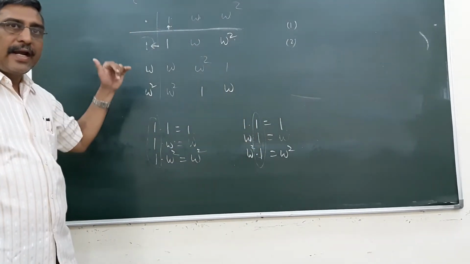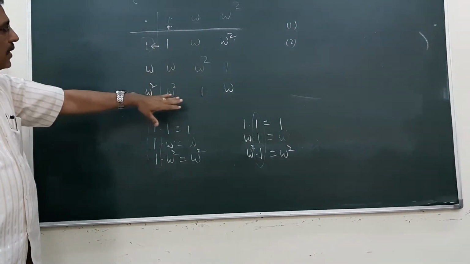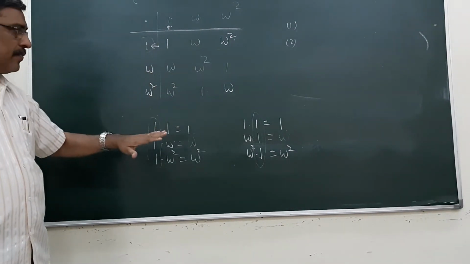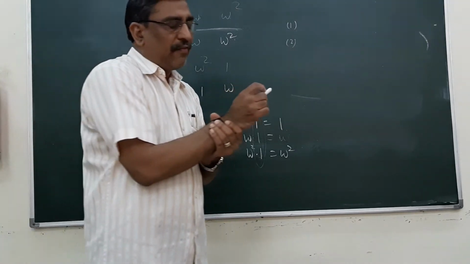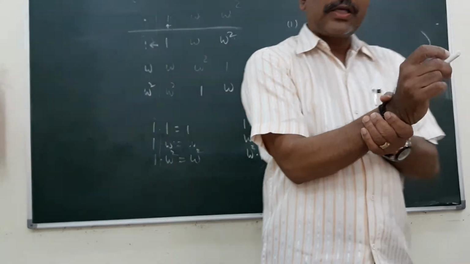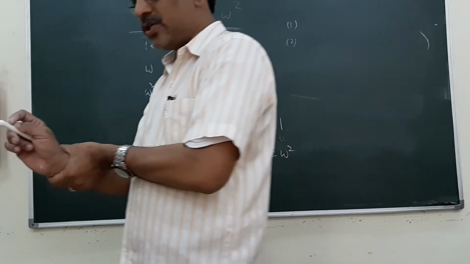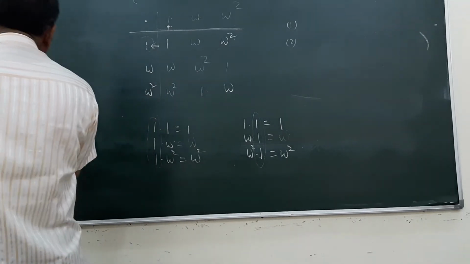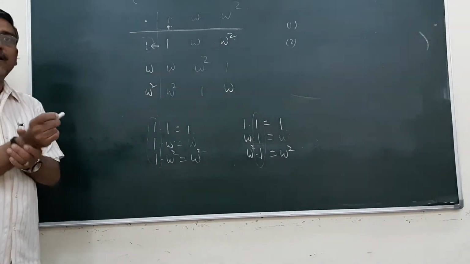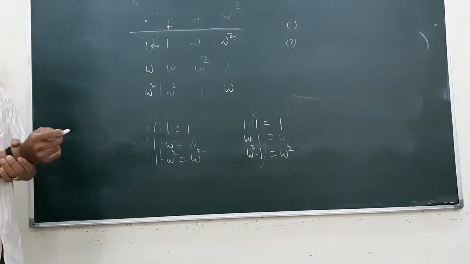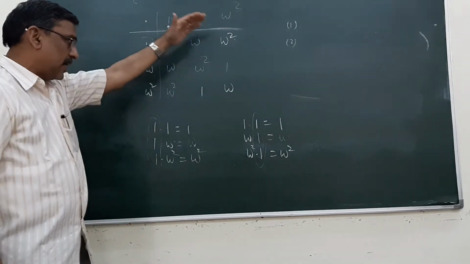Left identity and right identity. Here we find that left identity and right identity are the same, so we can say identity exists. Otherwise, if left identity exists and right identity does not exist, it means identity doesn't exist. So to prove identity, we have to show that left identity as well as right identity exist and both are equal. So identity exists in this case.